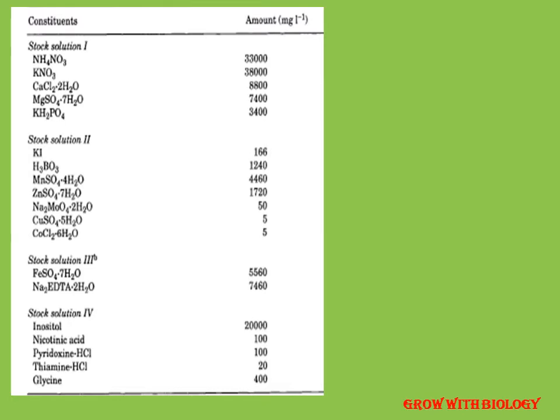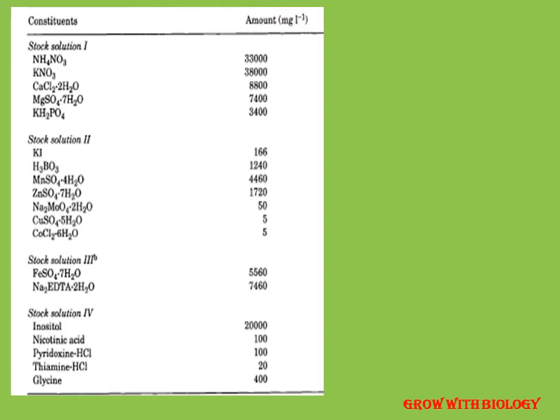In stock solution 2 we have 7 components: KI, H3BO3, MnSO4·4H2O, ZnSO4·7H2O, Na2MoO4·2H2O, CuSO4·5H2O, CoCl2·6H2O. These 7 components make up stock solution 2. Stock solution 3: FeSO4·7H2O, Na2EDTA·2H2O. And stock solution 4 has 5 components: inositol, nicotinic acid, pyridoxine HCl, thiamine HCl, and glycine.